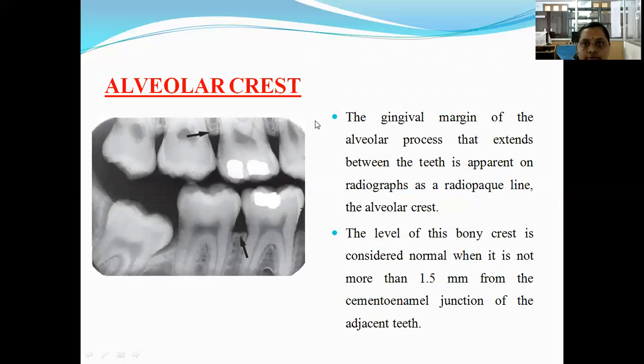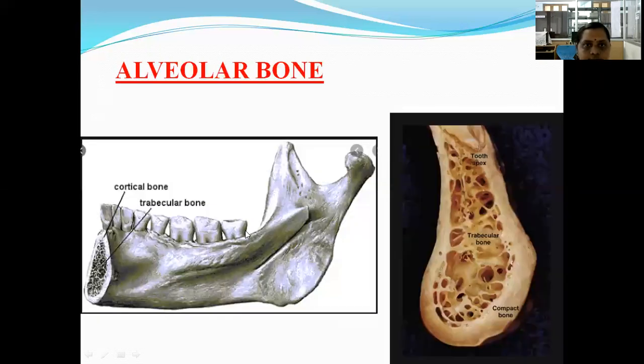Next is the alveolar crest. The gingival margin of the alveolar process that extends between the teeth is apparent on the radiograph as a radiopaque line. This is the alveolar crest. The level of this bony crest is considered normal when it is not more than 1.5 mm from the cemento-enamel junction of the adjacent teeth. So this is the alveolar crest.